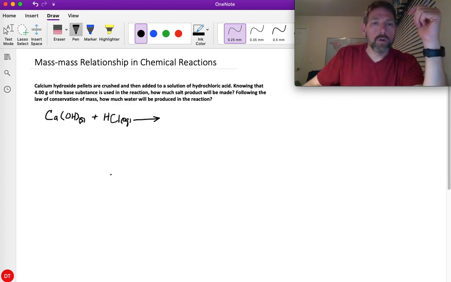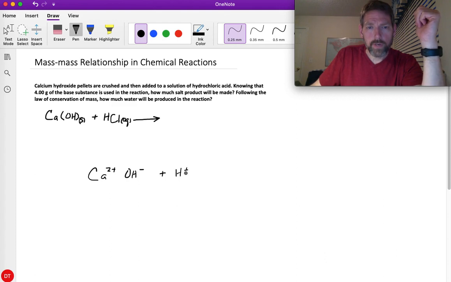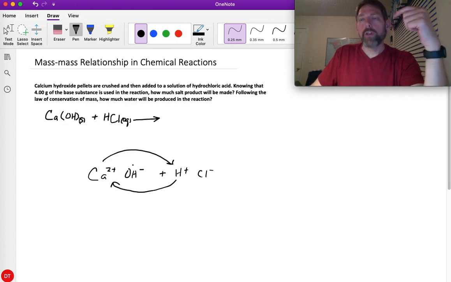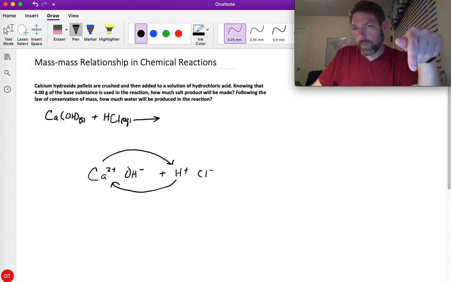So, I'm doing some scratch work. We know calcium is a positive 2 ion, and hydroxide are your negative ions, right? And then you've got your hydrogen ions and your chloride ions. So this is a double displacement reaction. What that means is calcium and hydrogen displace and then replace each other.